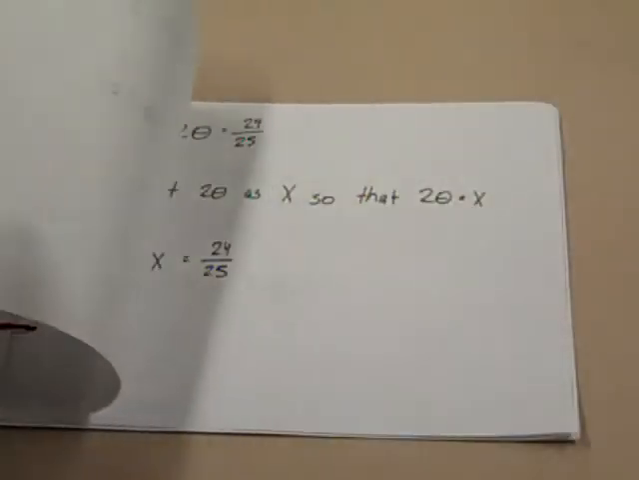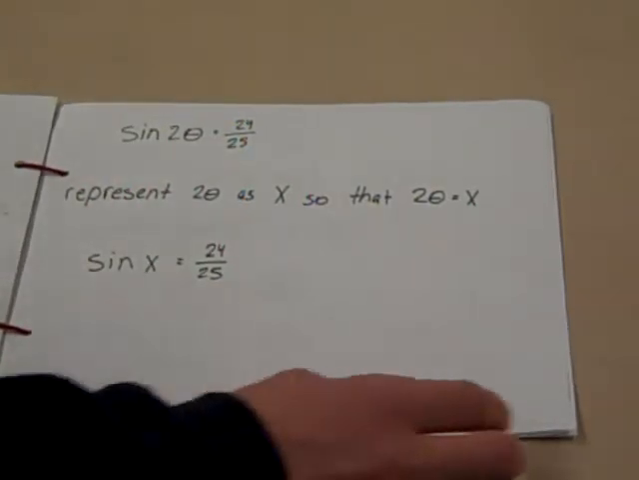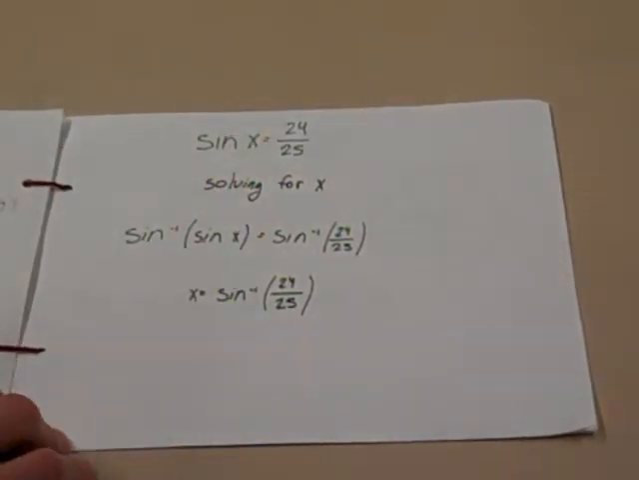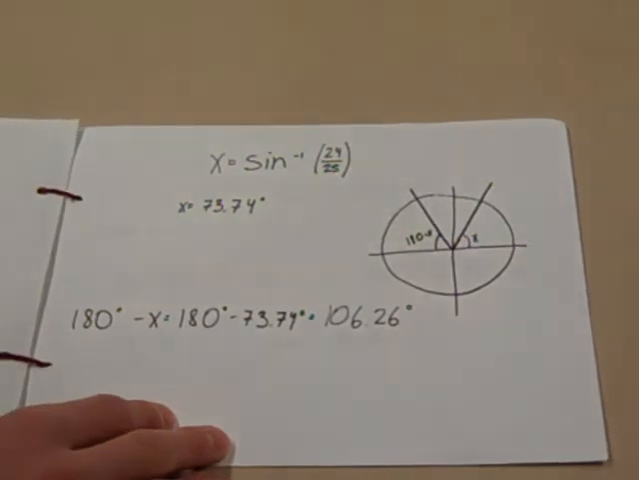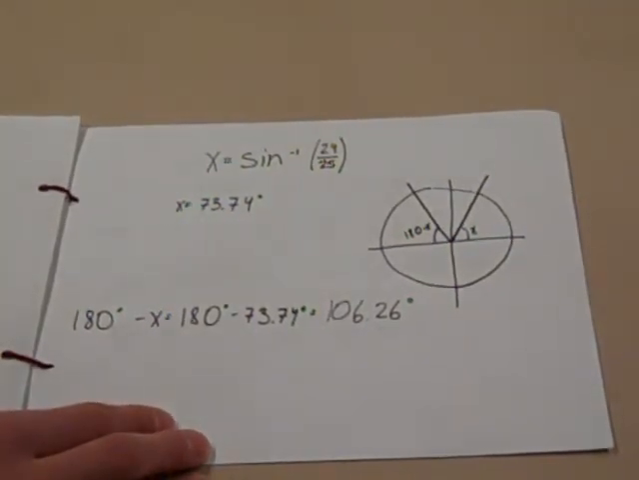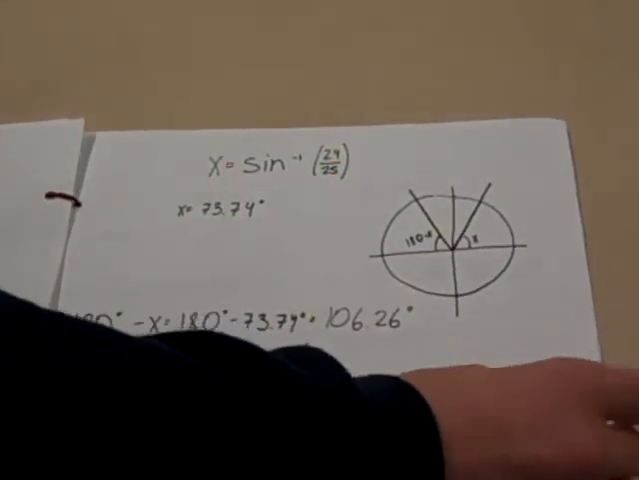If we imagine 2 theta as x, then it becomes sine x equals 24 over 25. Now we take the sine inverse of both sides so that we can find the value of x. The sine inverse of 24 over 25 is 73.74 degrees. By looking at the unit circle, we can say that we get the same value at 180 minus x, which is 106.26 degrees. Now we replace x with 2 theta.